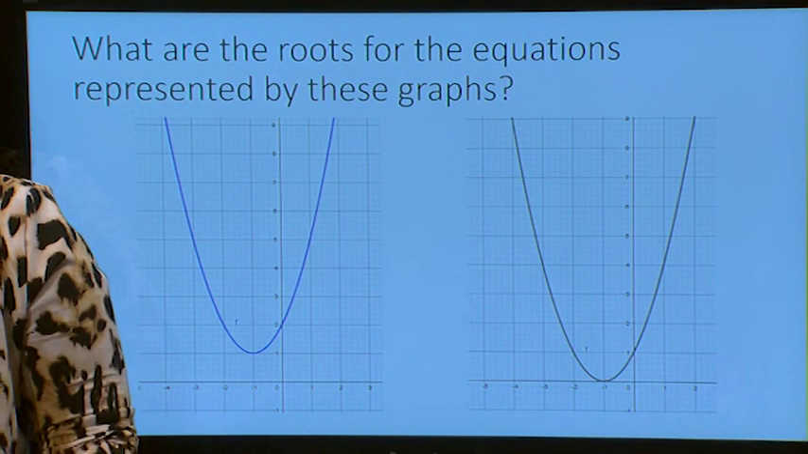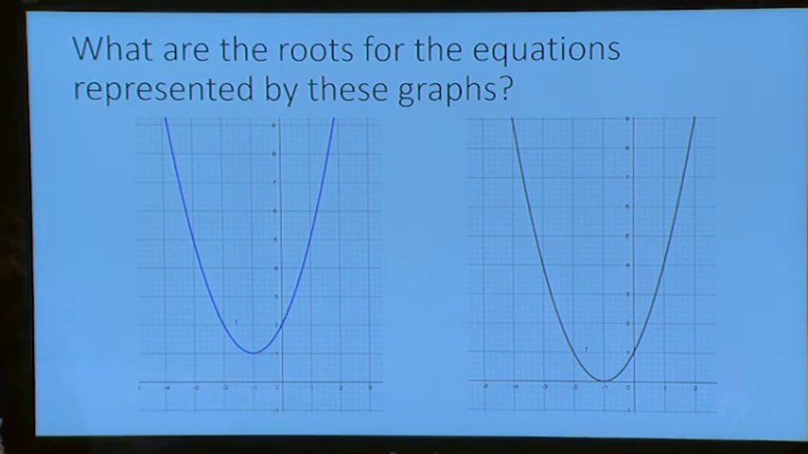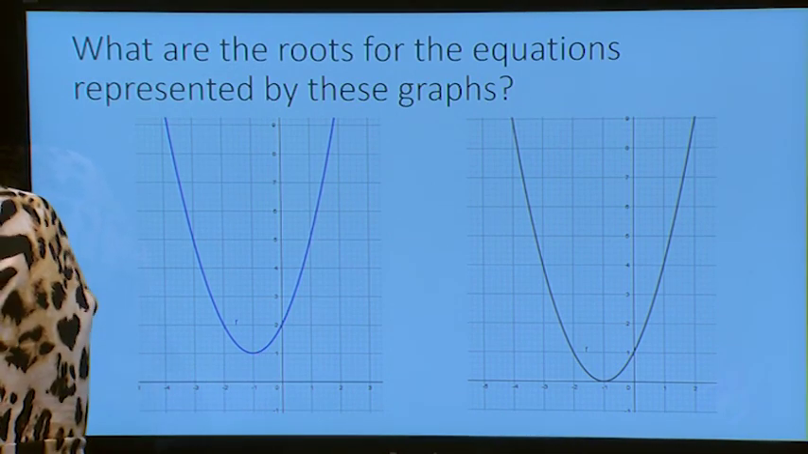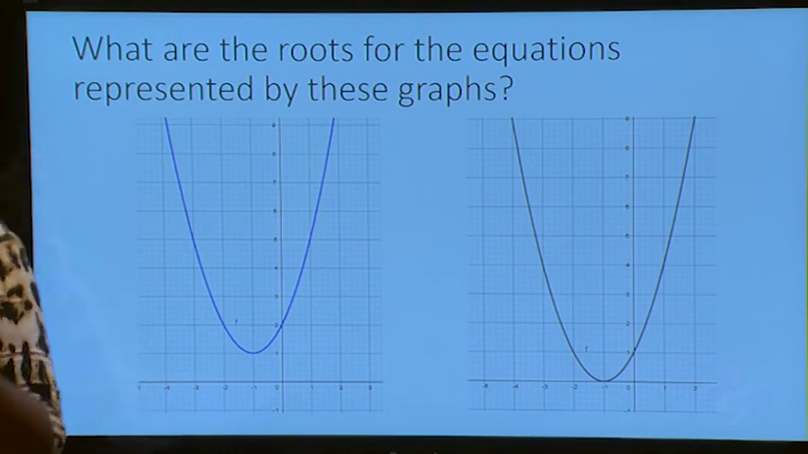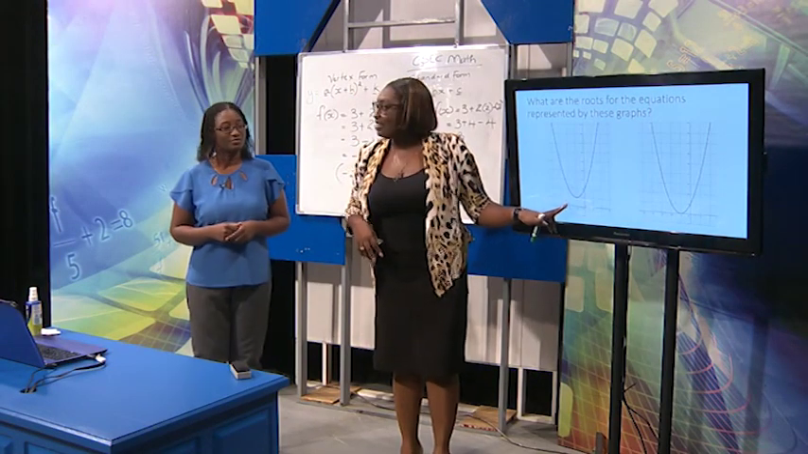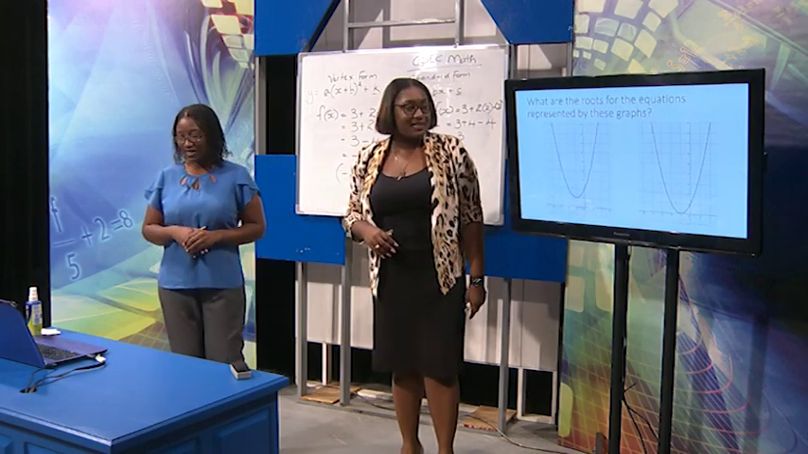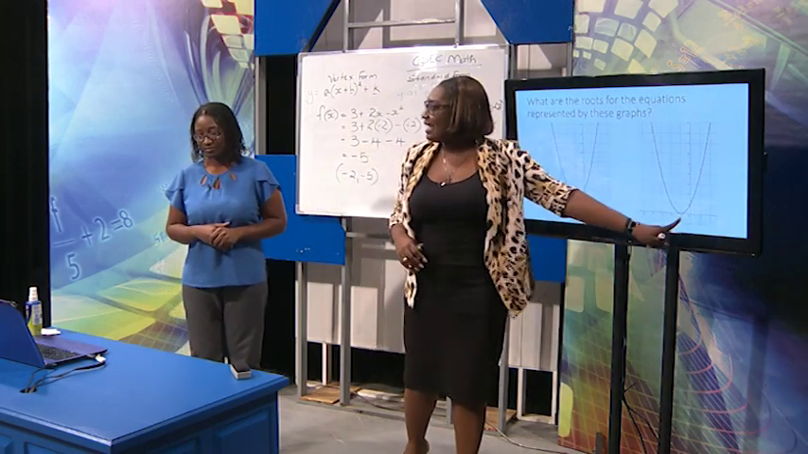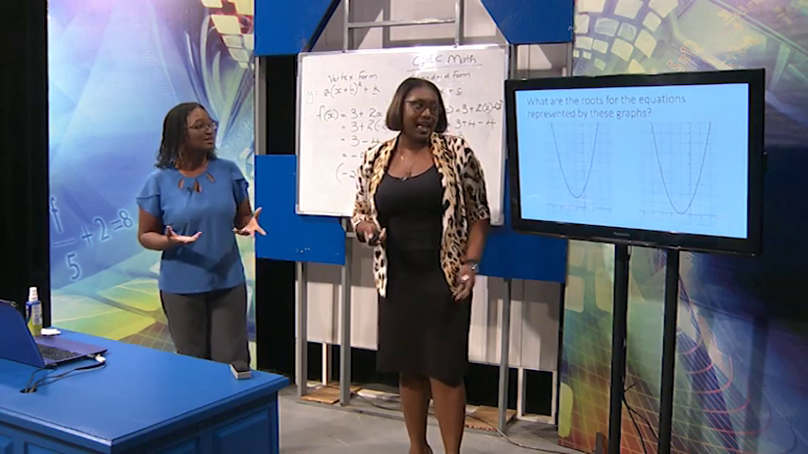Right. So, as was shown before, we can have a graph that has two solutions, or it intercepts the x-axis twice. We can also have a graph that does not intercept our x-axis. And we can have a curve that touches the x-axis only one time.